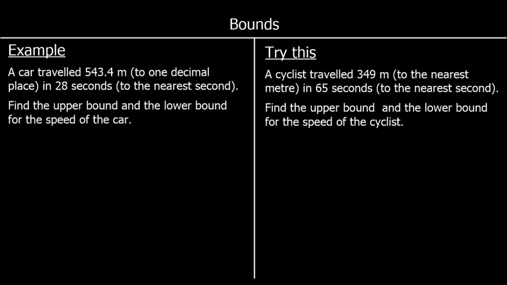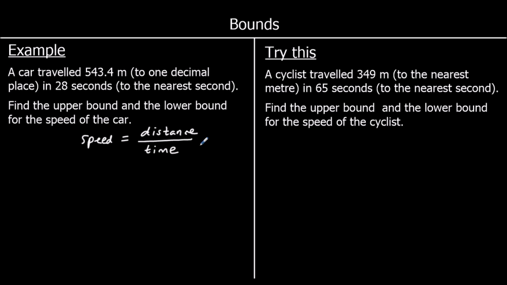Let's look at a different example. A car travelled 543.4 meters to 1 decimal place in 28 seconds to the nearest second. Find the upper bound and the lower bound for the speed of the car. So speed is equal to distance over time.